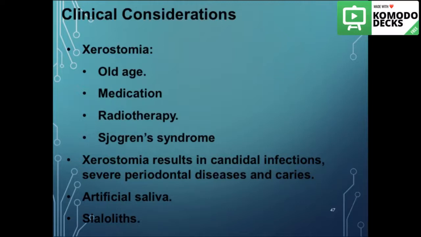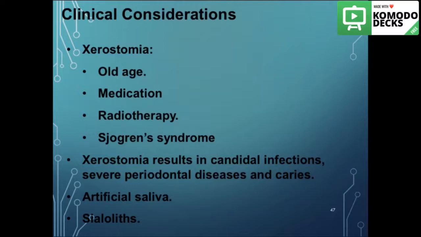Now we have said that the unstimulated salivary flow is 0.3 milliliter per minute. The saliva has a very high role in the maintenance of oral health, so a reduced salivary flow would result in candidal infections, caries, and also periodontal diseases caused by the increased bacterial aggregation and the reduced prominent functions of the saliva.